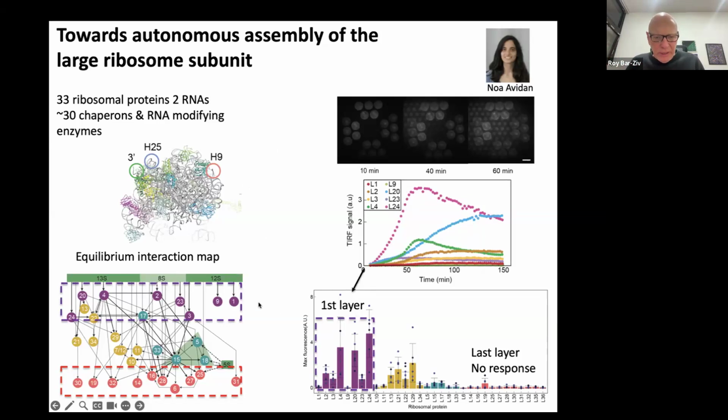But what's clearly shown is that basically you recapitulate the big scale picture of having the first layer basically lighting up first, and actually very, very little response in this specific experiment when you have the late stages, suggesting that some of the factors and modifying enzymes are essential for further assembly and functionality of the large subunit, as expected. But we recapitulated the essential parts of the assembly, even of the large subunit.